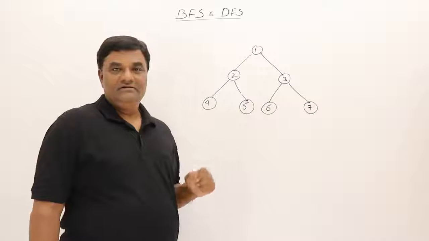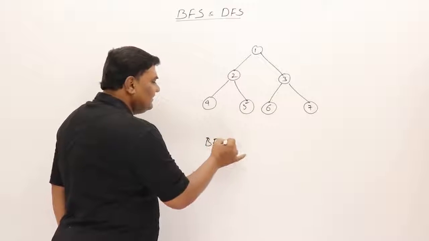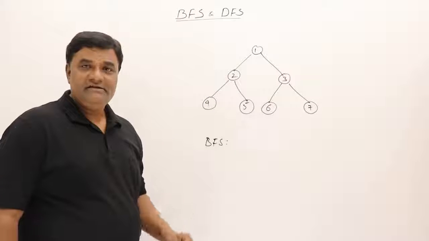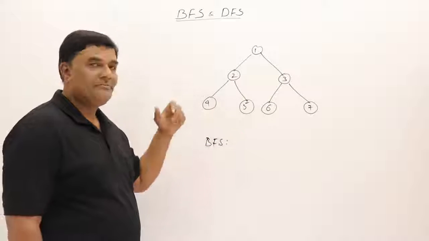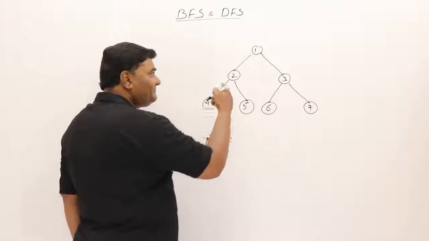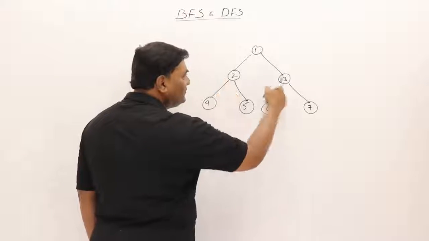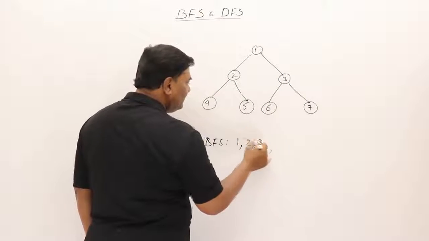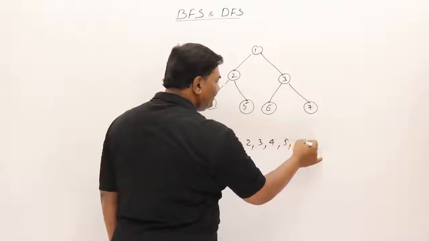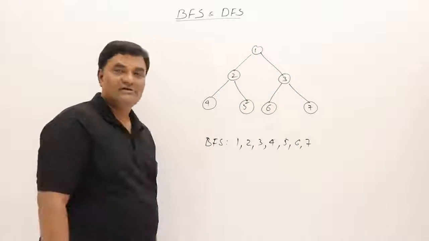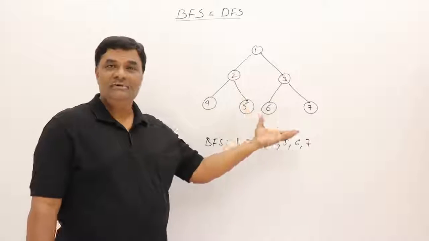One more example. Let us find breadth first search. Actually, this is a binary tree. A tree is also a graph. Let us perform breadth first search. As per a binary tree, I will perform level order: 1, then 2, 3, then 4, 5, 6, 7. This is breadth first search. Breadth first search is just like a level order on a binary tree.